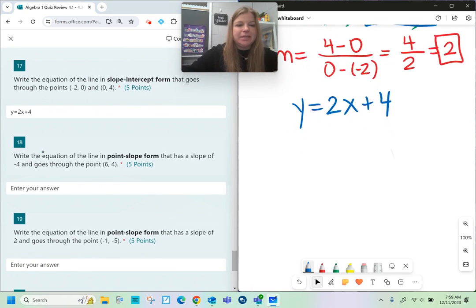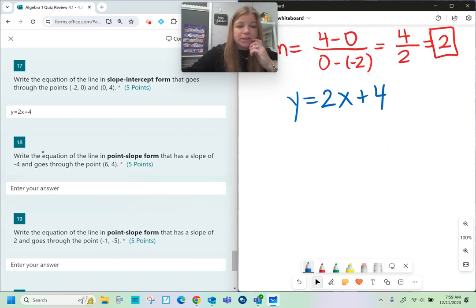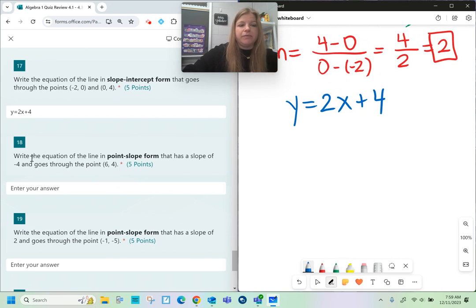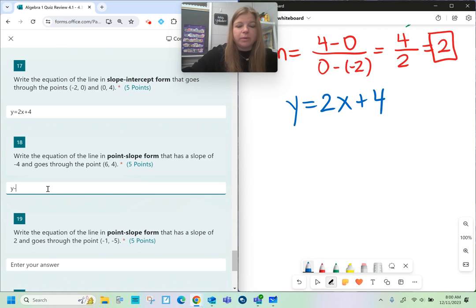Next one, number 18, write the equation of the line in point slope form that has a slope of negative 4 and goes through the point 6, 4. So ready? It's y minus the y coordinate. The y coordinate here is 4, equals my slope, which is negative 4, times x minus my x coordinate, which is 6. I didn't have any sign issues.